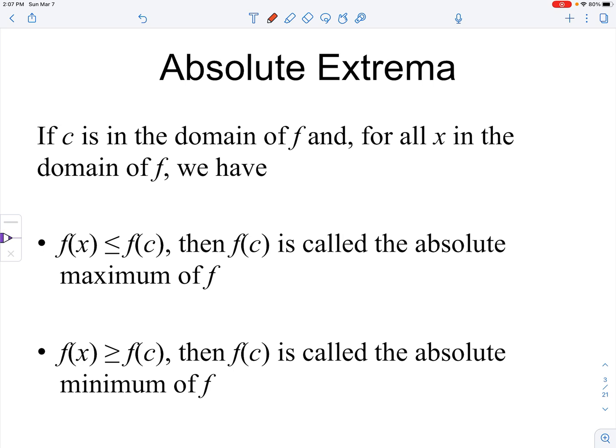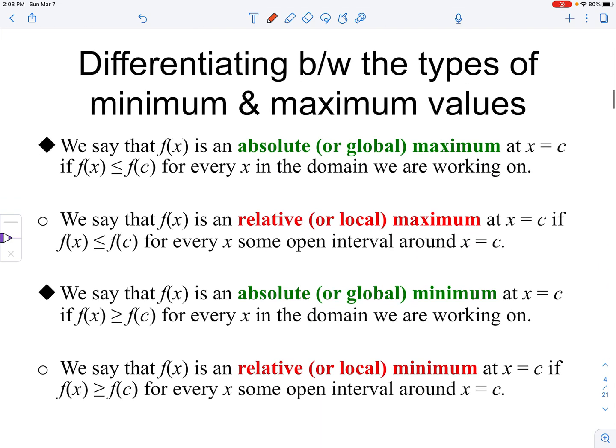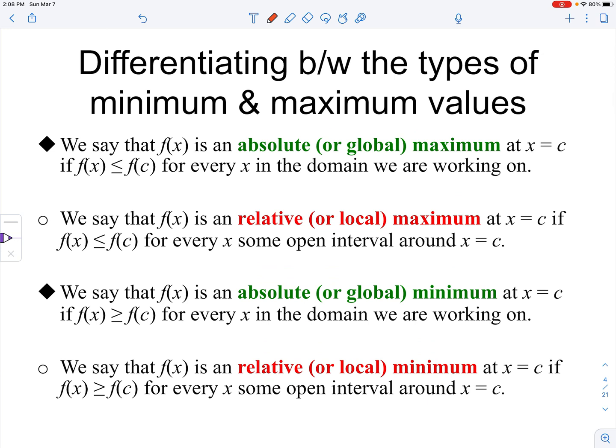So again, the absolute minimum, just like the absolute maximum, can occur at multiple points, but the absolute minimum value for the function will be the very smallest y value. And it has to actually be a y value, a number, right? It can't be positive or negative infinity. Those are not considered to be extrema.